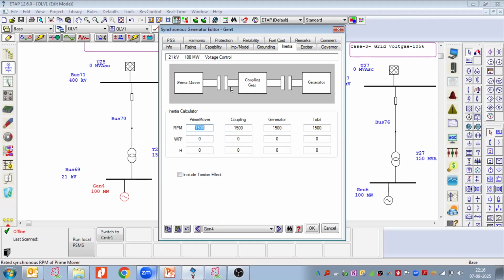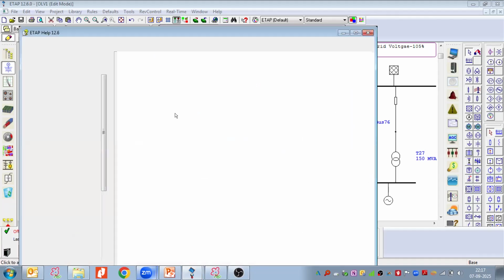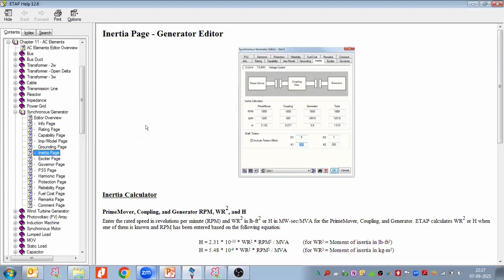So generally we can ask this from the generator manufacturer as well, like inertia, RPM, which is your rotor speed, then WR square, H. So H is your inertia, that you can mention over here. Generally this value we ask from the grid, and if you want, once you install ETAP, you can go to the Help menu and see their meaning.